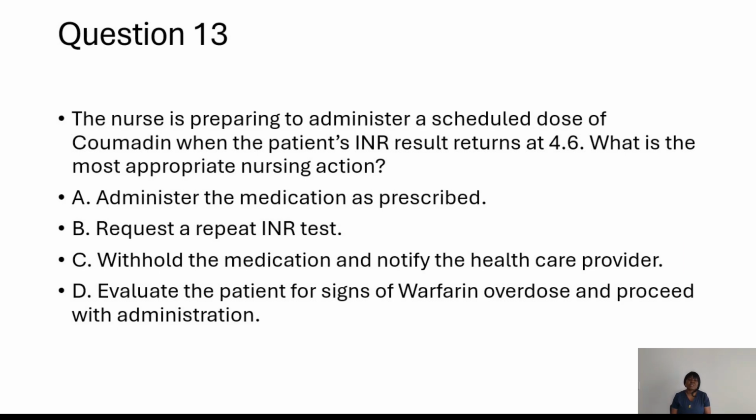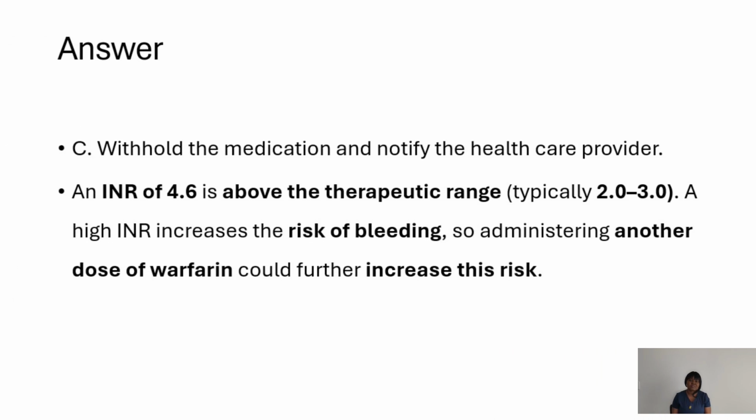D says evaluate the patient for signs of warfarin overdose and proceed with the administration. So now we will evaluate for signs of warfarin overdose, yes, but that should not stop us from withholding the medication and letting the healthcare provider know. And if you see the clause in option D, it says proceed with the administration. So we are not even going to give it. The INR is too high.